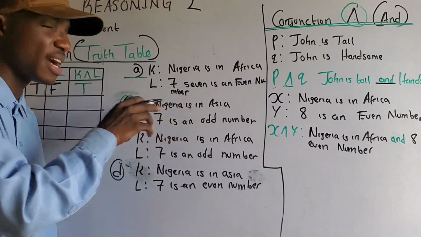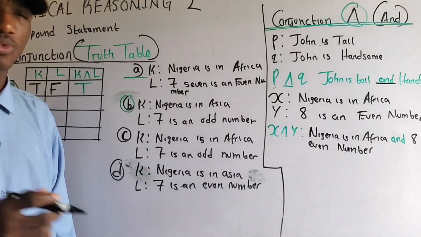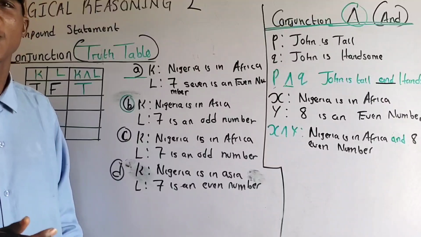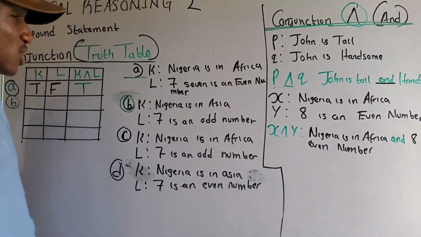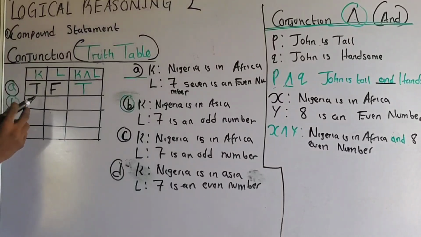Now, Nigeria is in Asia. What is the truth value? Is the statement true or not? It is false. The statement is not true because Nigeria is an African country. So the statement K here will be false. Do you understand?